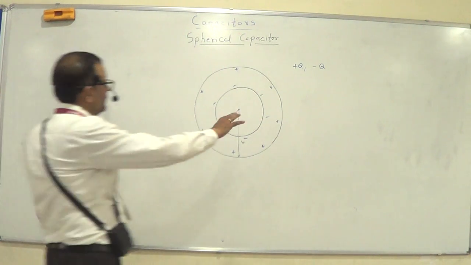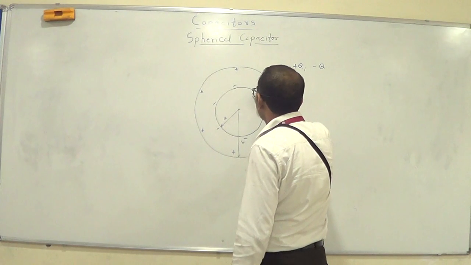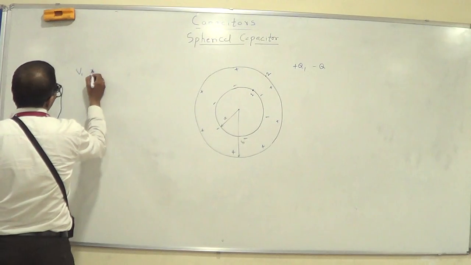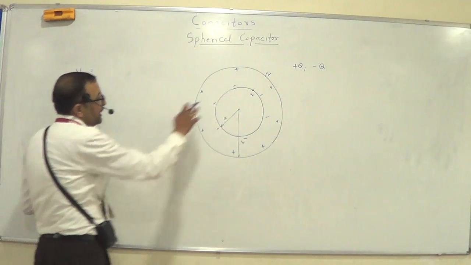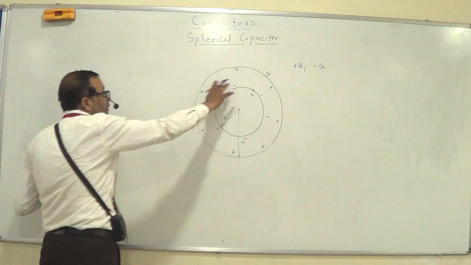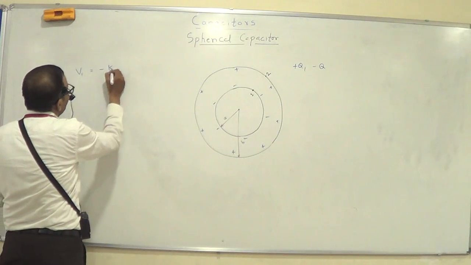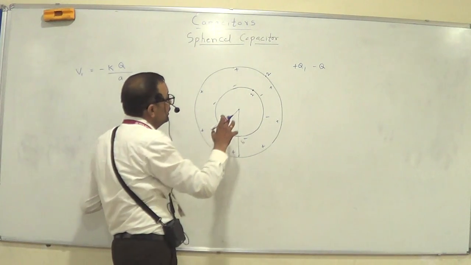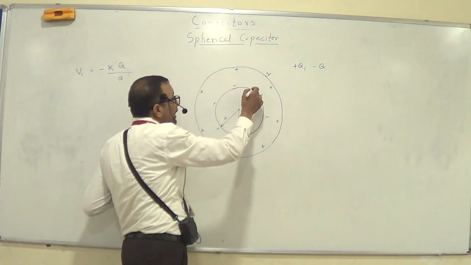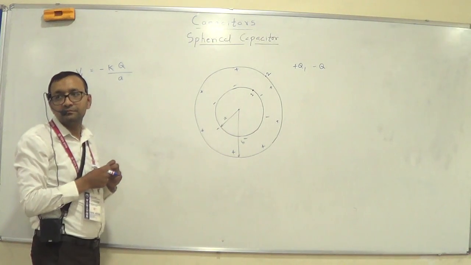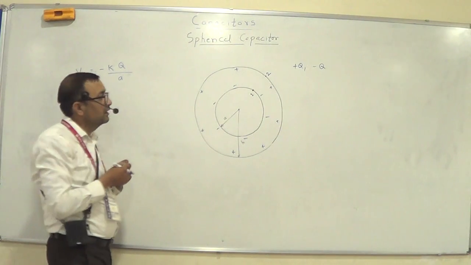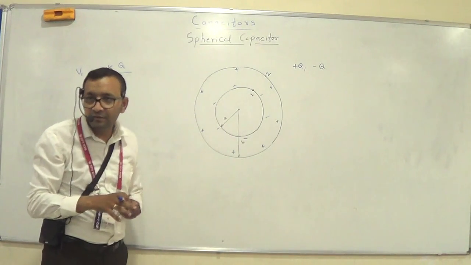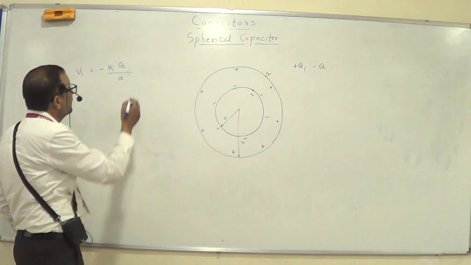Okay, so let's solve it. Let's say this is surface 1, this is surface 2. Potential at 1 is what? Minus Q is over here. So potential at 1 because of minus Q is what? Minus of K Q divided by A. What is the potential due to the outer one at point 1? Due to the outer plus Q charge, what is the potential at point 1? Point 1 is inside, so K Q by B.